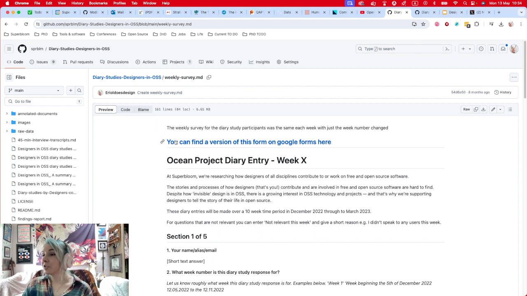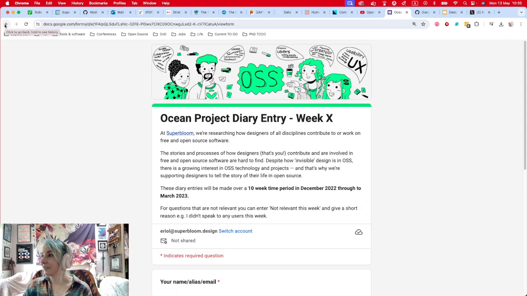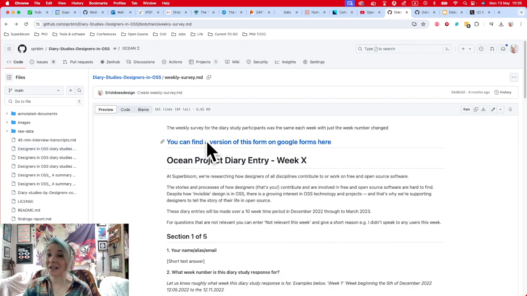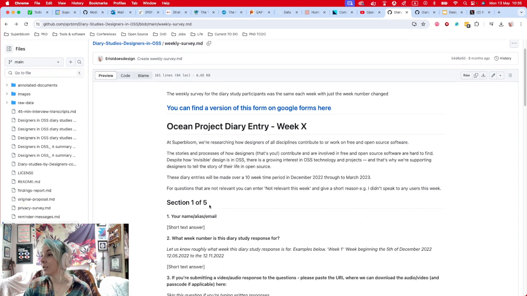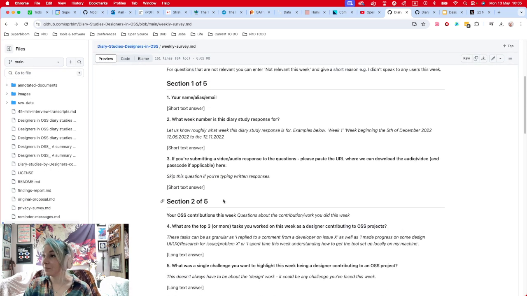So there's the version of the Google form, which hopefully should still work. Yes, it does. There we go. Perfect. So this is the blank template version of the Google form that we used each week, and we created from week 1 to week 16 versions of that Google form where people can send in information. But this is also just a text version of the things that we asked.